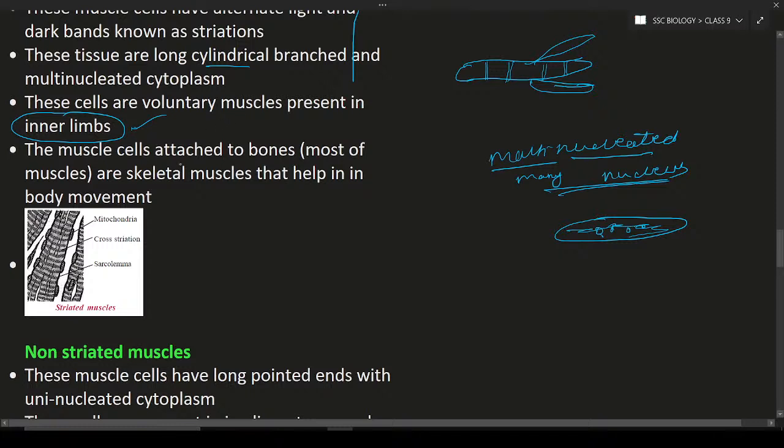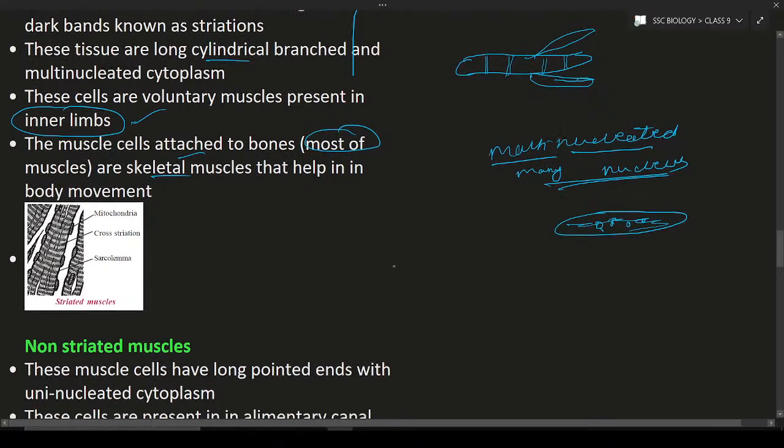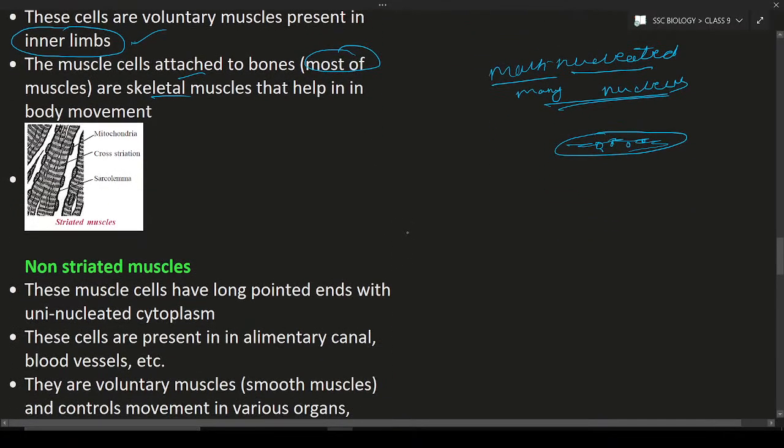These muscle cells attach to bones, and most of the muscle cells in our body are attached to the bones. So they are known as skeletal muscles. Skeletal muscles means the muscles which are attached to the bones in the body, okay. They help in the movement of the body.